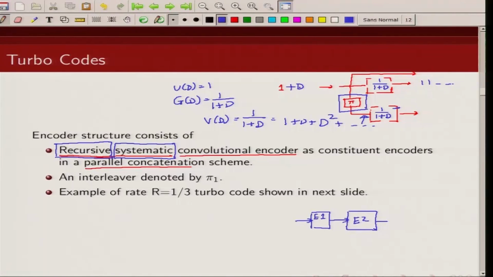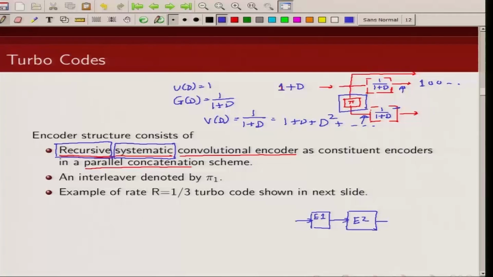So, let us say 1 1 and all 0, that is 1 plus d. If my input is 1 plus d, then what happens to the output of the first encoder? Now, this sequence can terminate this encoder, and I will just get a 1, because my ud is 1 plus d and gd is 1 by 1 plus d. So, what I will get here is 1. So, I am getting parity weight out of this parity check bit. I am just getting 1 and all zeros here.